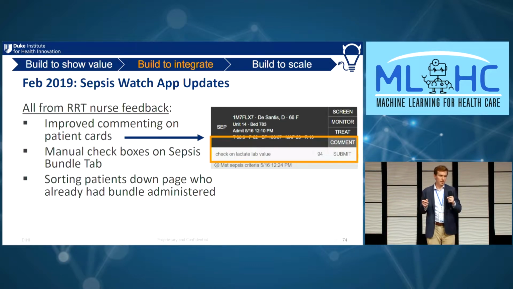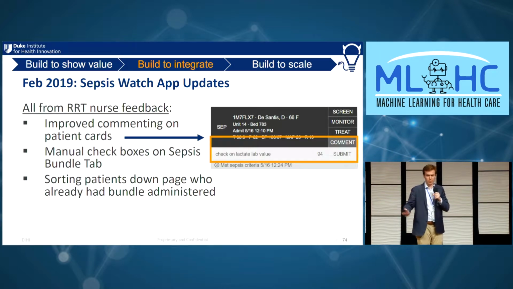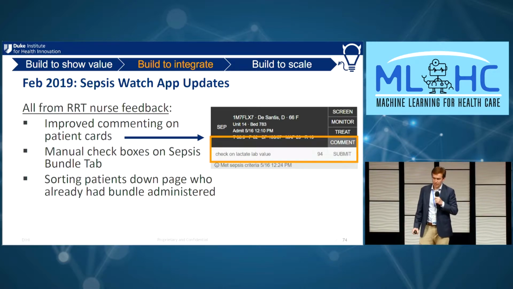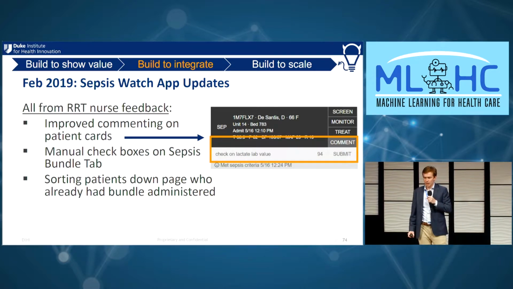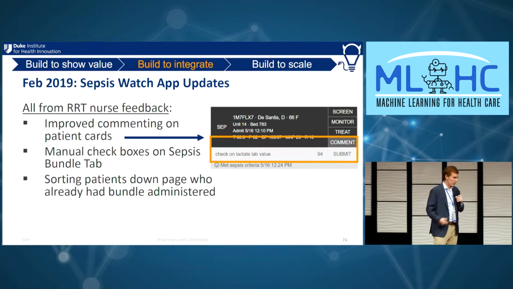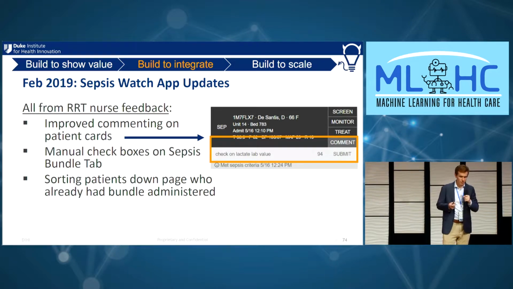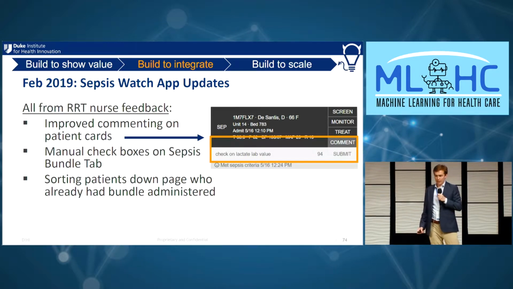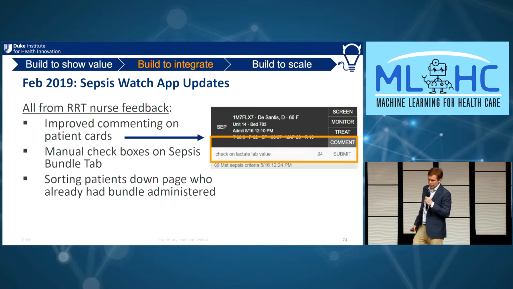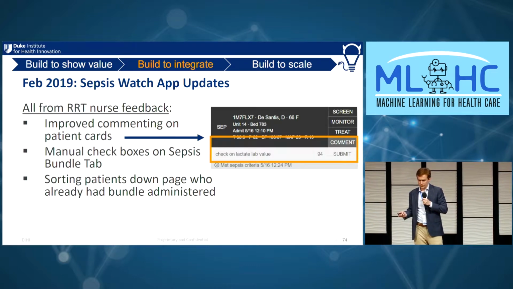What you're looking at here is an example of the decoupling of the comment and movement functionality on the app. Previously, in order to give an update on the patient card, which is what we call them, you had to move the patient to either the screened, monitoring, or treatment tabs in order to leave that status update in the comment field. We quickly were able to update that, remove the requirement of the movement to leave an update, and help them with communication with the other users, especially during the nurse handoff period.